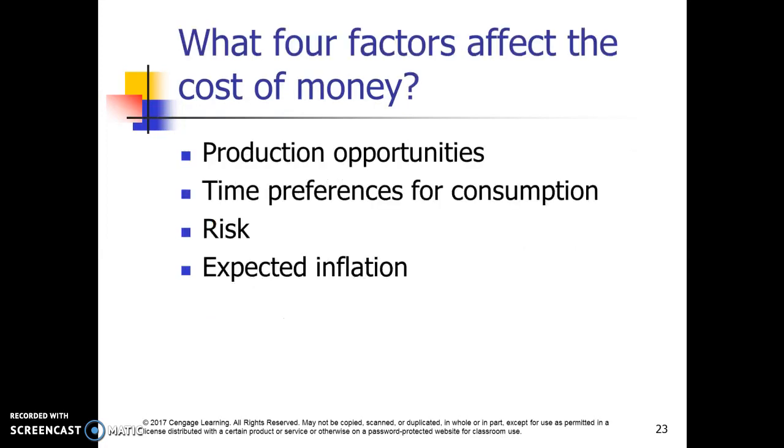Four factors that affect the cost of money: production opportunities, time preference for consumption, risk, and expected inflation. And I think a lot of those are going to be a mix of macro and microeconomics that are coming into play.